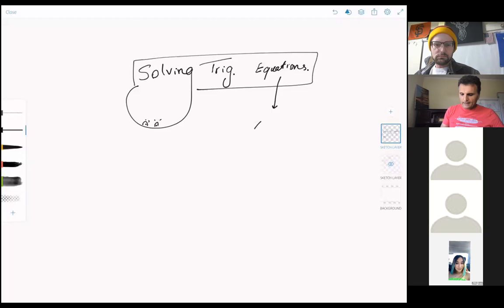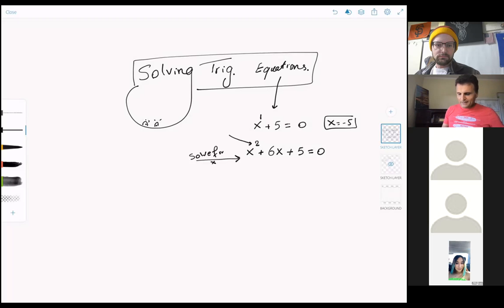Equations mean like x plus 5 equal to 0. You solve it. This is going to be x equal to negative 5. Okay. Then we learn about x squared plus 6x plus 5 equal to 0. When you see this equation, definitely they're going to ask us to solve for x. We learn this is quadratic, this is linear. So we learn a technique for how to solve this type of equation.